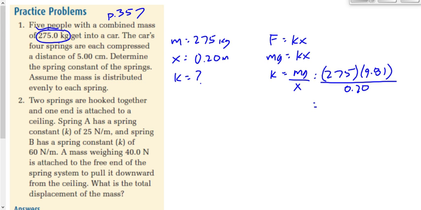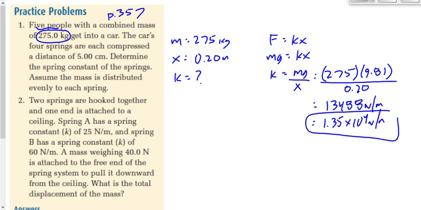And what do we get there? I think it was 13,000 or something like that. 488. And that would be newtons per meter. But we got to convert that to 3 digits. Yeah, 1.35 times 10 to the 4 newtons per meter.